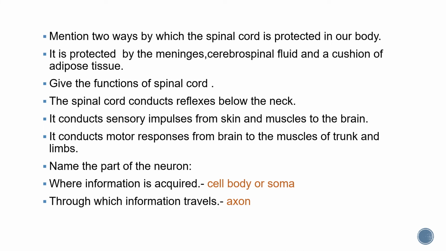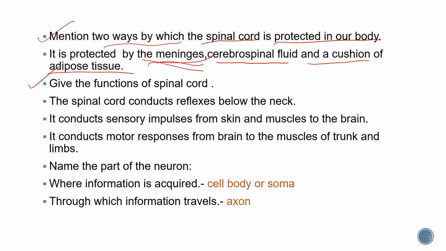Now there are a few more questions of this nervous system. Let us see the first one. Mention the two ways by which the spinal cord is protected in our body. Now we can say that it is protected by the meninges. We have told that it is a protective layer, and it is protected by the cerebrospinal fluid and a cushion of adipose tissue. So these are the ways by which the spinal cord is protected in our body.